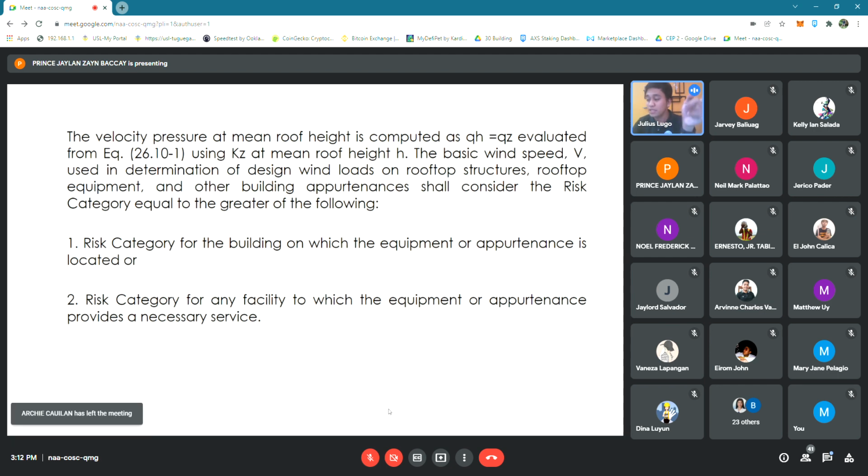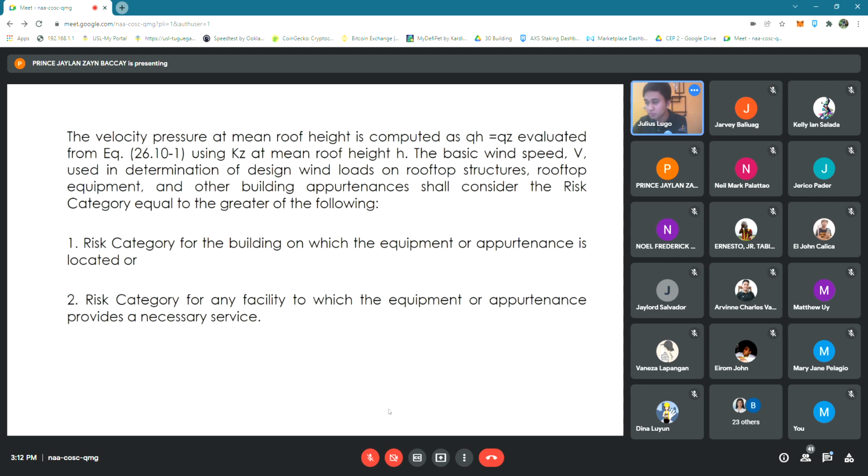So the basic wind speed V used in determination of design wind loads on rooftop structures, rooftop equipment, and other building appurtenances shall consider the risk category equal to the greater of the following. First, the risk category for the building on which the equipment or appurtenance is located, and second, the risk category for any facility to which the equipment or appurtenance provides necessary service. Earlier we had risk categories 1, 2, 3, 4. Whichever category applies is the one used for this section, for that velocity.